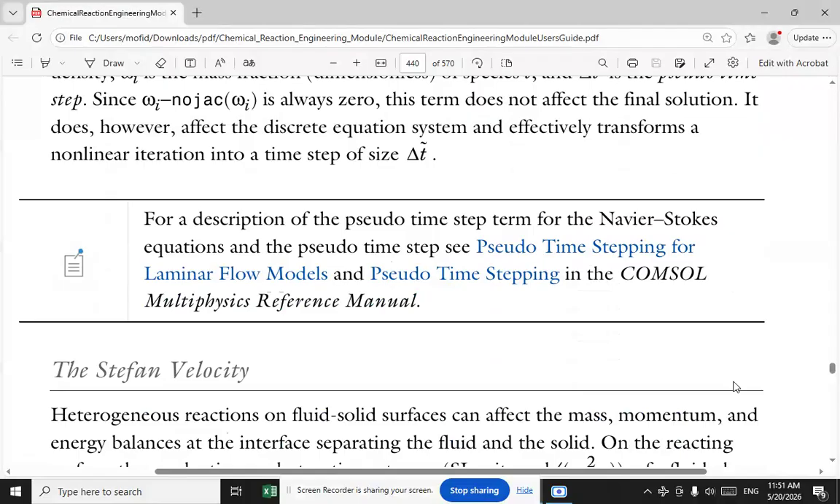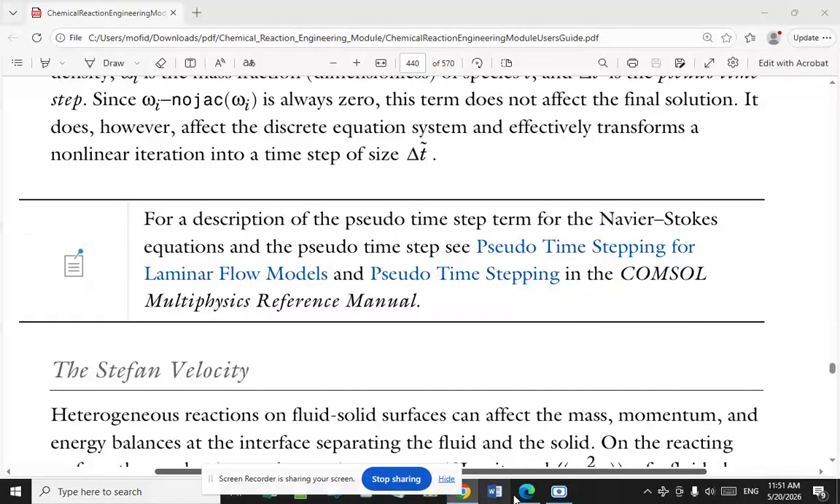For a description of the pseudo-time step term for the Navier-Stokes equations and the pseudo-time step, see Pseudo Time Stepping for Laminar Flow Models and Pseudo Time Stepping in the COMSOL Multiphysics Reference Manual.